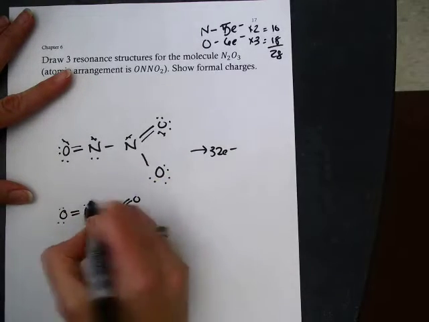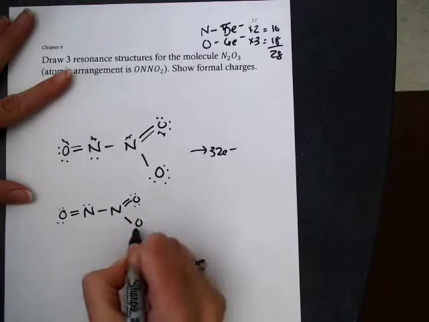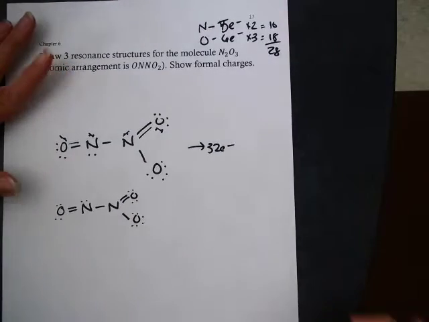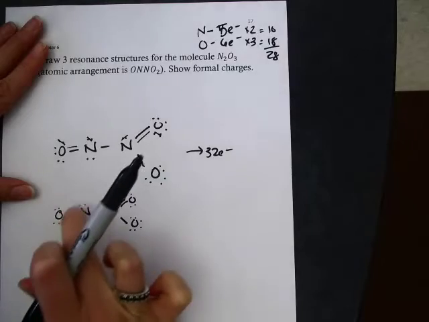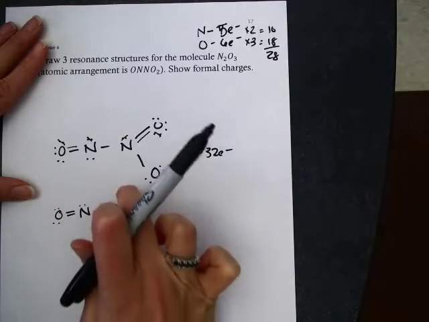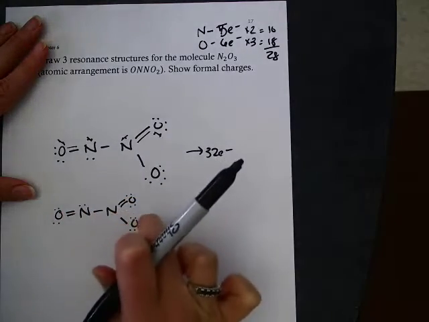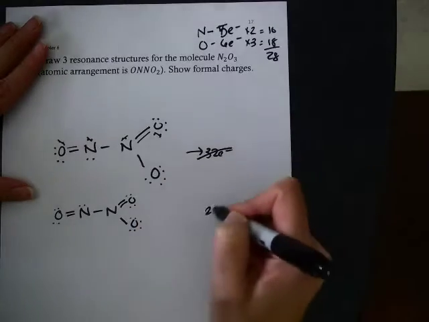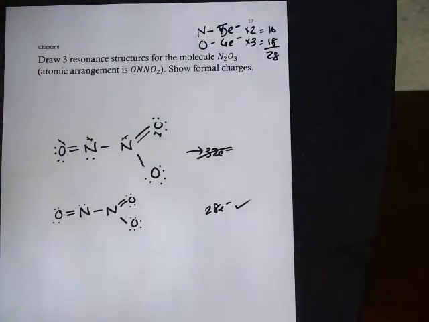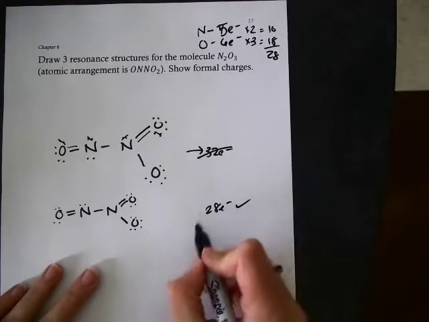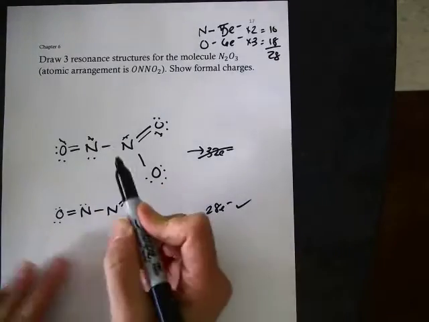And I kind of crossed stuff off and then I drew it neatly. That's one. I'm counting to make sure, but I think this is right. I should have 28. Okay, I'm checking formal charges.